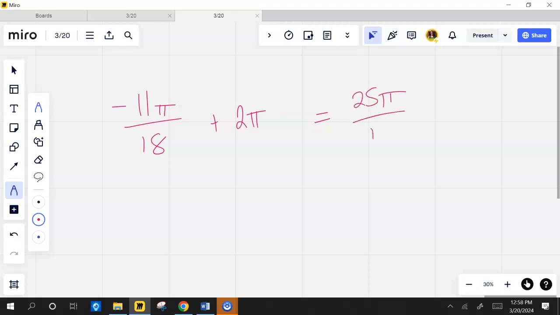25 pi over 18 for 1. It's down as low as it'll go. How do I know that? What did I do? Well, I found a common denominator of 18. Since it's always 2 pi, it's just doubling the denominator each time.